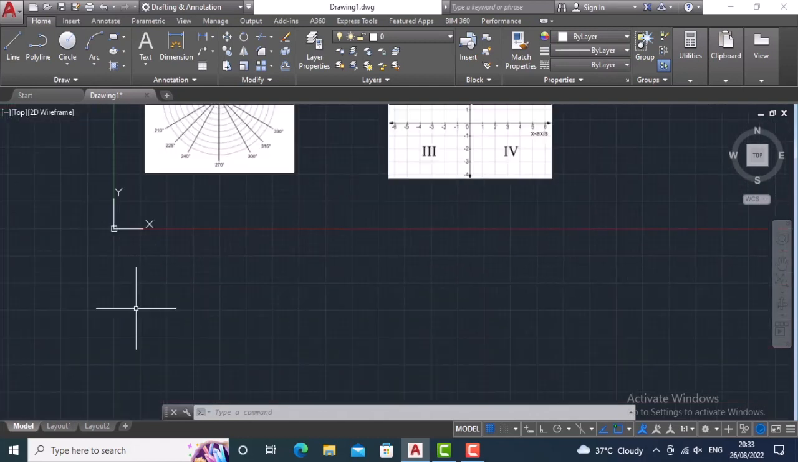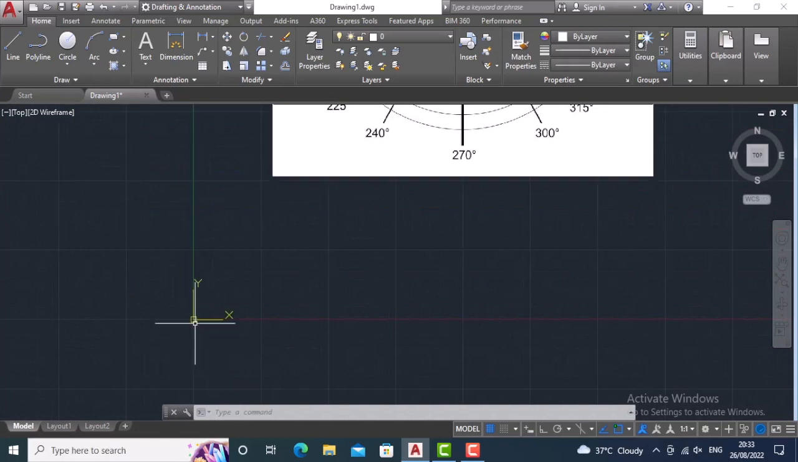So first, let's start with the absolute coordinate. Absolute coordinate is based on the UCS, which is the user coordinate system. We use absolute when you know the precise location of the x and y value of the point.